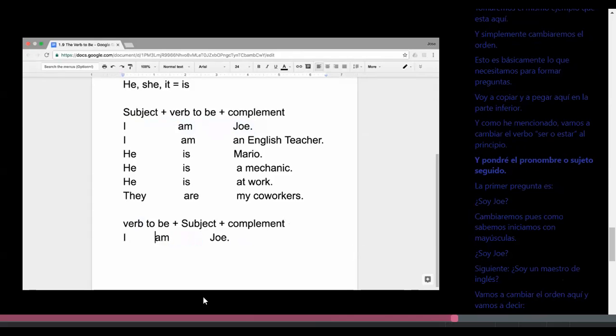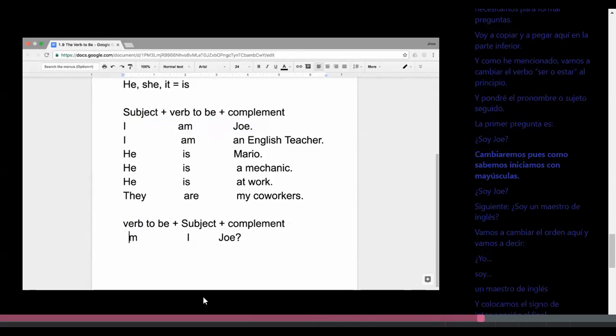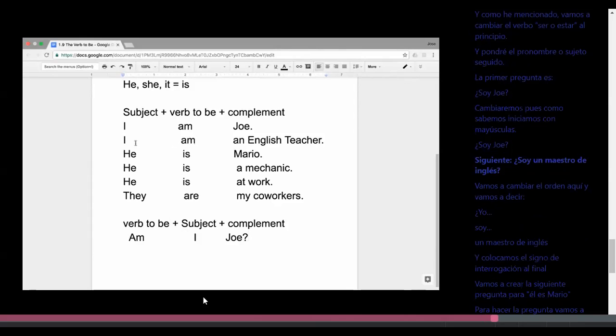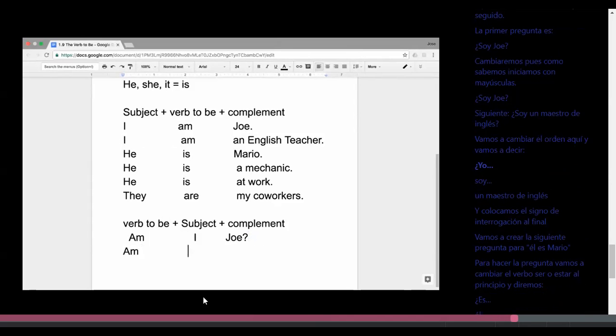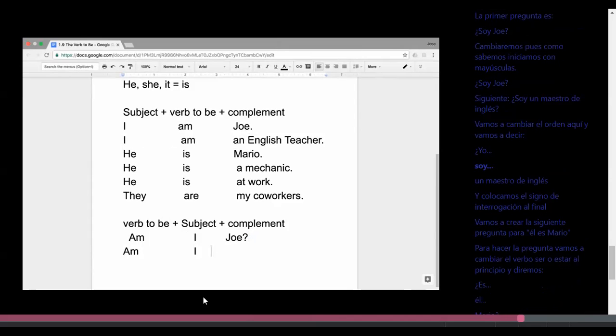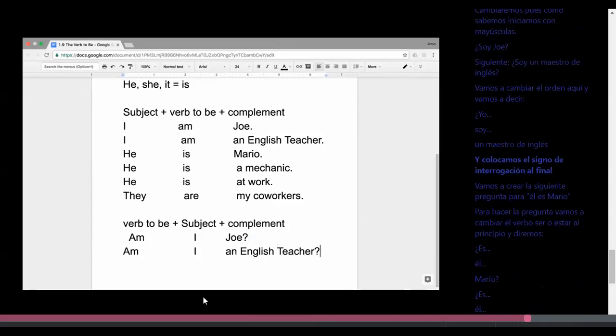So let's look at that. This one changes here. Am I Joe? Right. Am I Joe? Obviously you need to change things like spelling at the beginning with capitals. The next one, I am an English teacher. What I'm going to do is change the order and say, am I an English teacher? Right. And then we put a question mark at the end.